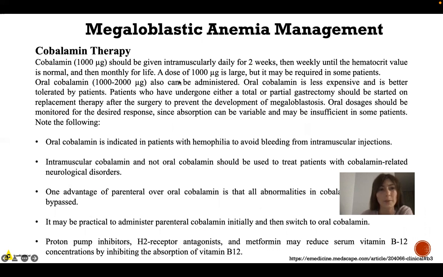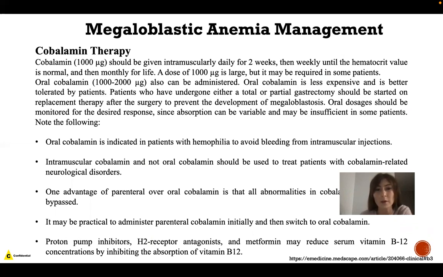Cobalamin therapy. Cobalamin should be given intramuscularly daily for 2 weeks, then weekly until the hematocrit value is normal, and then monthly for life. A dose of 1,000 micrograms is large, but it may be required in some patients. Oral cobalamin also can be administered. Oral cobalamin is less expensive and is better tolerated by patients.